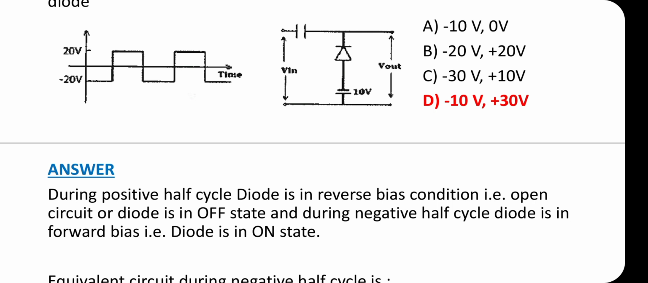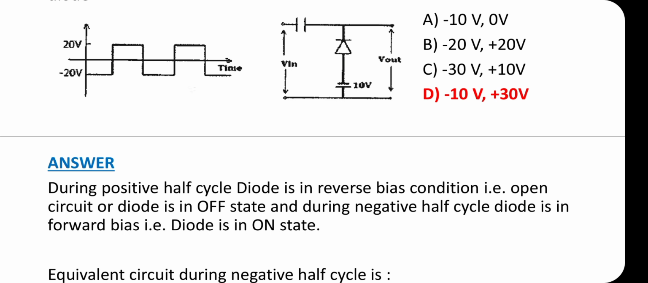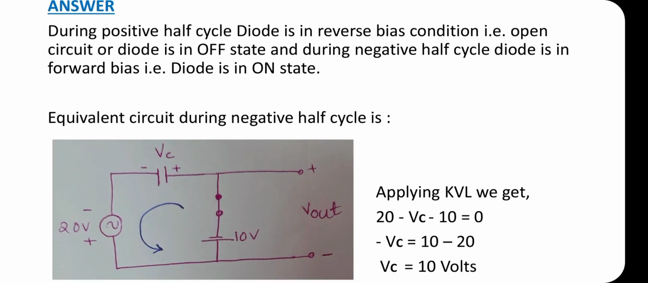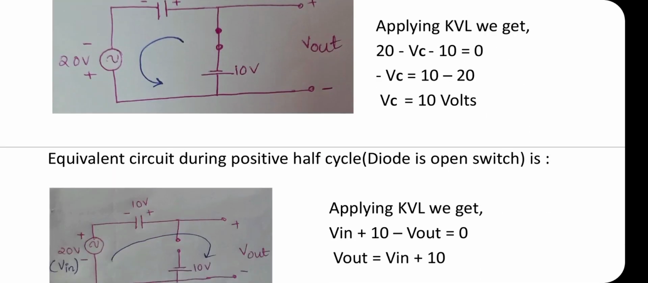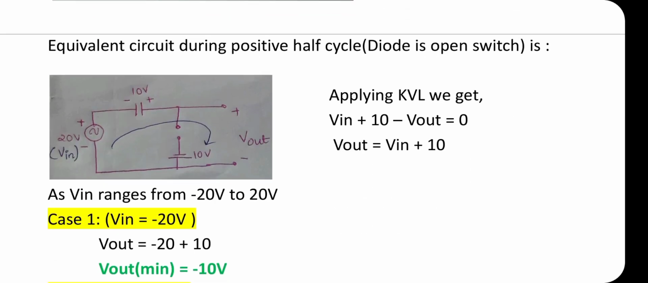The steps followed for clamper circuit analysis are: Step 1, find the capacitor voltage in its steady state. Step 2, replace the diode with an open switch and then sketch the output. Here, from the given circuit, it is understood that the diode is on for the negative half cycle first. So the equivalent circuit is shown in the figure. Applying KVL, we get VC equal to 10 volts. In the equivalent circuit during the positive half cycle, the diode is an open switch. Applying KVL, we get Vout equal to Vin plus 10.